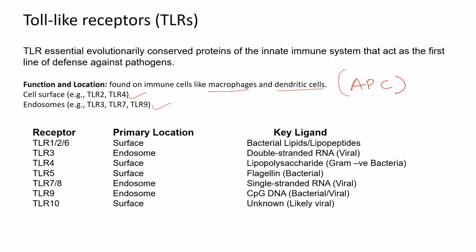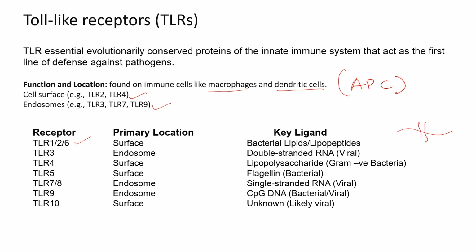Let's try to understand the receptor, its primary location, and the key ligands which they can identify. TLR1, 2 and 6 are sometimes in a heterodimeric structure. That means suppose there is a surface, this protein can be represented in the heterodimeric form.